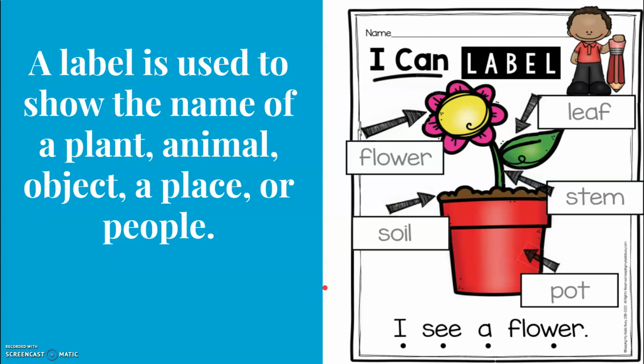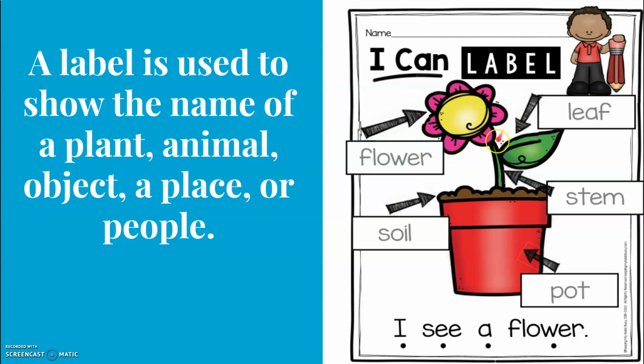What do you see in the picture? I see a flower. This is the word or label for flower. See how the arrow is pointing to the flower? And here's the word flower.